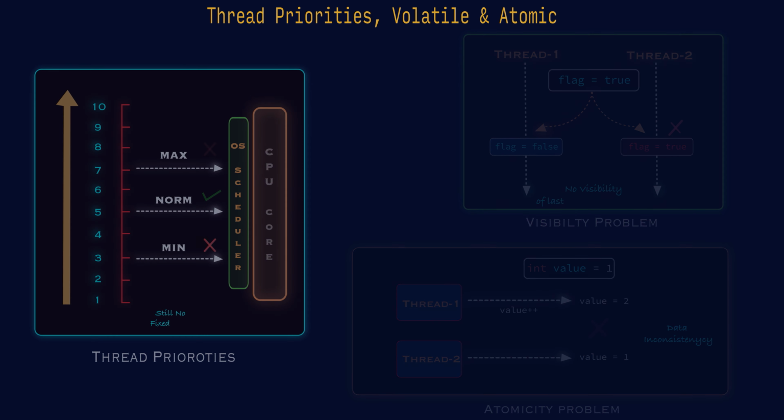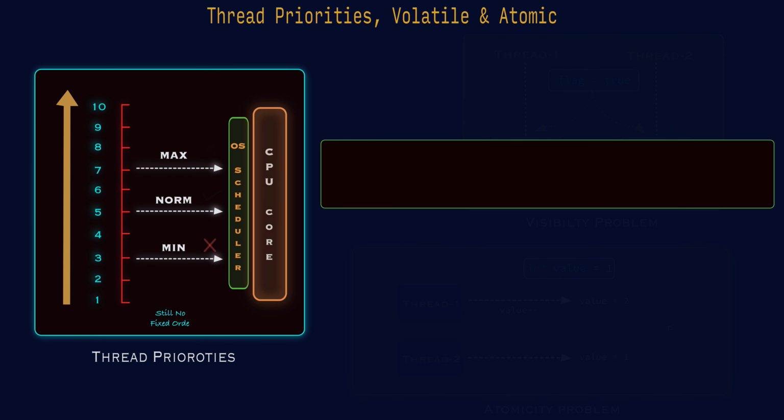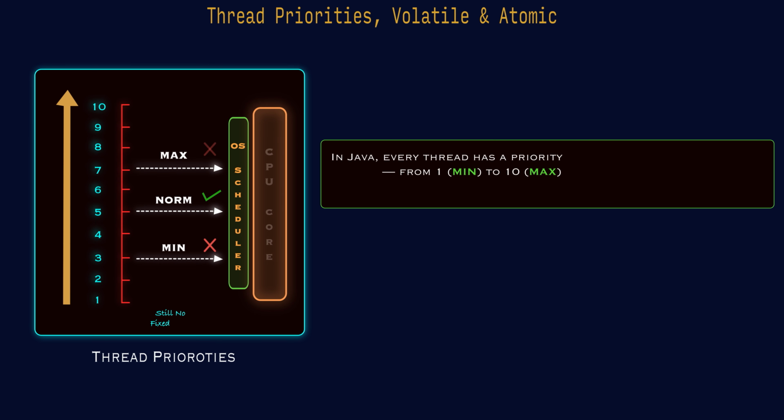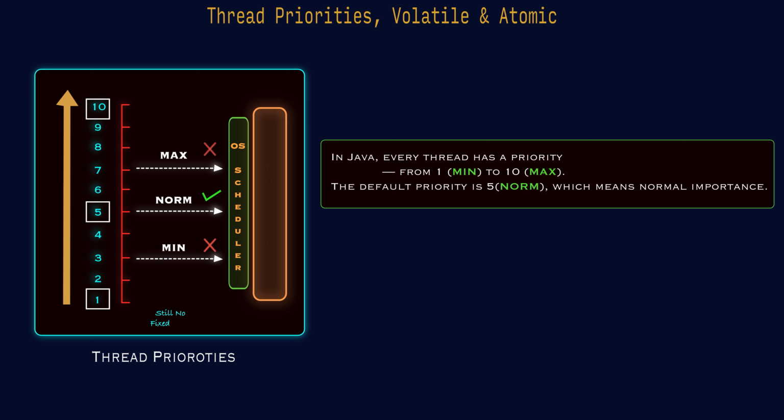Coming back to today's topic, let's start with thread priorities. In Java, every thread has a priority between 1 to 10. A Java thread having priority 1 is considered a min priority thread. Similarly, a thread having priority 10 is known as a max priority thread. In case you are not assigning any priority to a thread, the default priority is 5, which is known as norm priority. Even the main thread will have the norm priority, or priority 5.